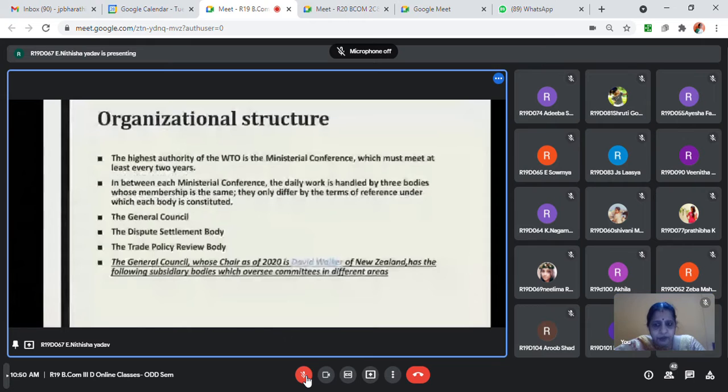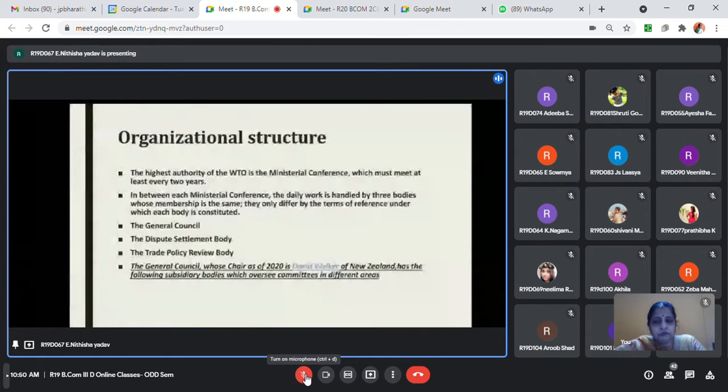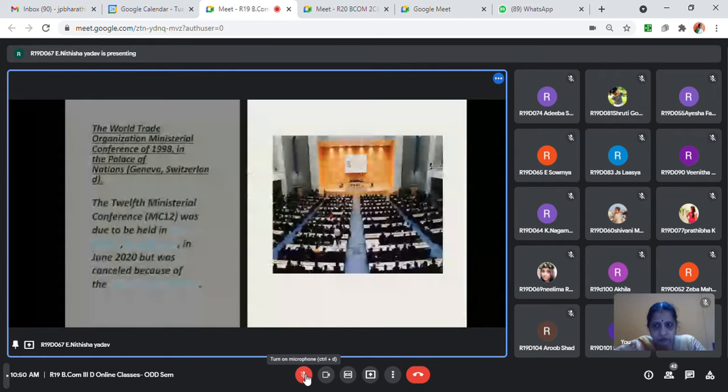Okay. So this is the picture where the conference has been held. The World Trade Organization Ministerial Conference of 1998 in the Palace of Nations, Geneva, Switzerland. This is the place where the conference was held in 1998. The 12th Ministerial Conference, MC12, was due to be held in Nur-Sultan, Kazakhstan in June 2020, but was cancelled because of the COVID-19 pandemic.